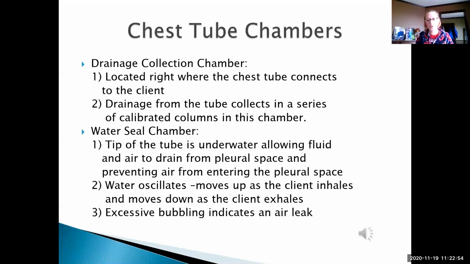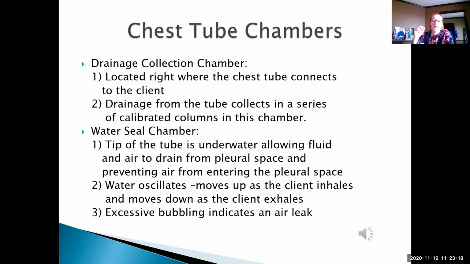So you need to know the different chest tube chambers that you're looking at, and which chamber you're looking at for what. You have your drainage collection chamber, which is where the chest tube connects to the patient. That's where the drainage collects into those calibrated columns in the chamber. So that's where you're going to assess how much drainage they're having, what it looks like, those types of things. Then you have your water seal chamber.